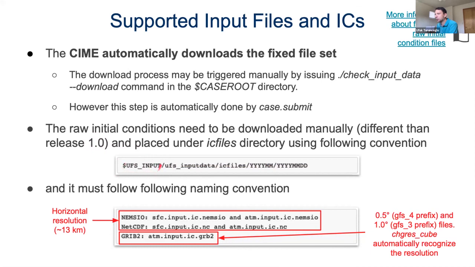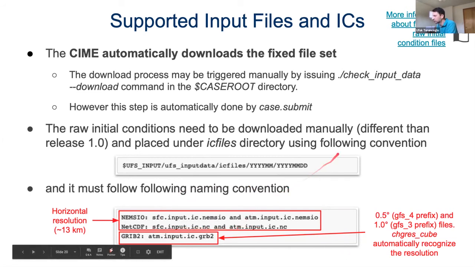When you define the UFS input environment variable, you have to create a directory structure like that. For example, this is the year, month, day. If you want to start your simulation from 2012, February 2nd or something like that, you have to create a folder structure like that here. And you also have to rename your raw input files based on this convention. For example, if it's a GRIB2 format, it must be something like atm.input.ic.grib2. For NetCDF, you have two different files, one for surface and one for the three-dimensional atmospheric state.